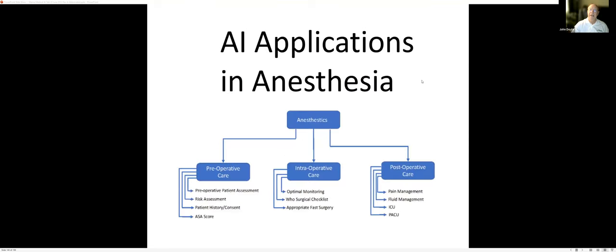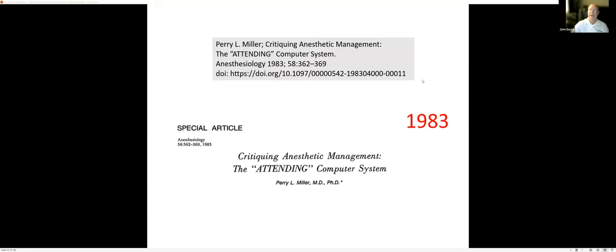What about in anesthesia? It can be useful in the future for preoperative, intraoperative, and postoperative care, and is actually in use in some ways right now. In fact, the early application of artificial intelligence to anesthesia goes back 40 years to 1983. Here, Perry Miller from Yale University came up with a system called critiquing, which would take a look at your anesthetic plan and comment on it in a reasonable way.